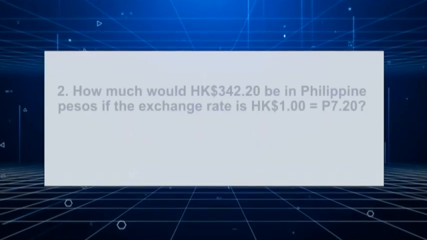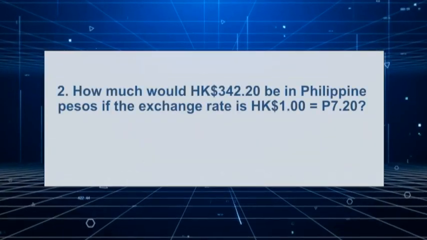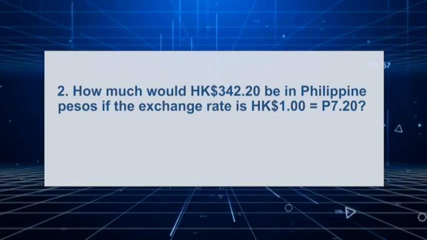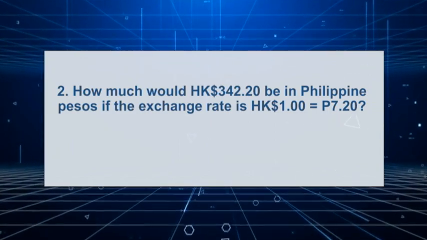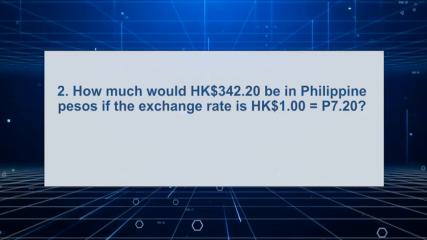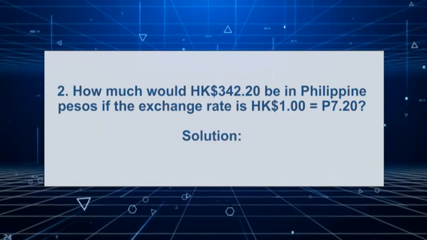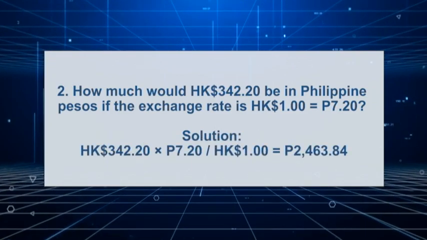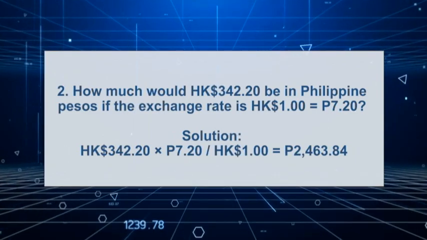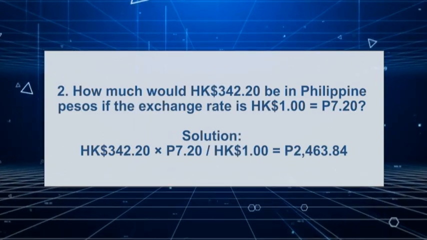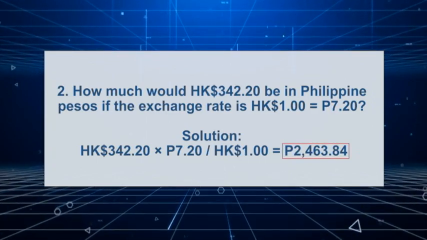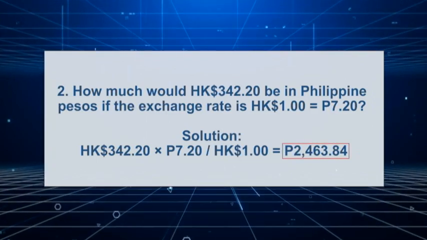Number 2, how much would 342.20 Hong Kong dollars be in Philippine pesos if the exchange rate is 1 Hong Kong dollar equals 7 pesos and 20 centavos? That's 342.20 Hong Kong dollars times 7.20 pesos divided by 1 Hong Kong dollar, or 2,463 pesos and 84 centavos.